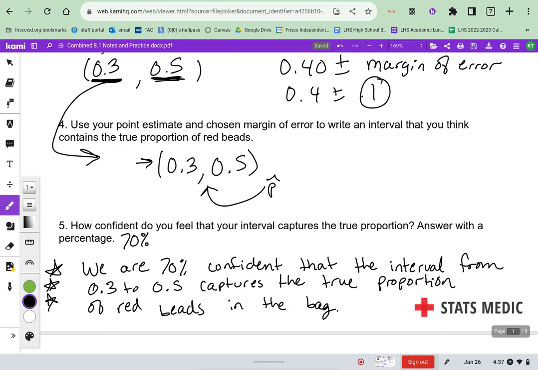So again, pause the video if I'm going too fast and you still need to write. This is something that you can say every time. You're just going to literally switch out your numbers. So switch out the 70%, switch out the 0.3, switch out the 0.5 with whatever your numbers are. And of course the context too. But you should always have the same structure. So maybe this is something you need to memorize.